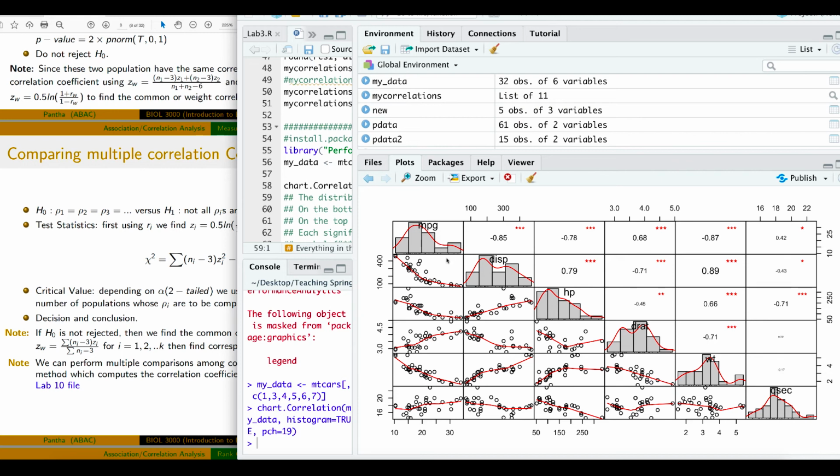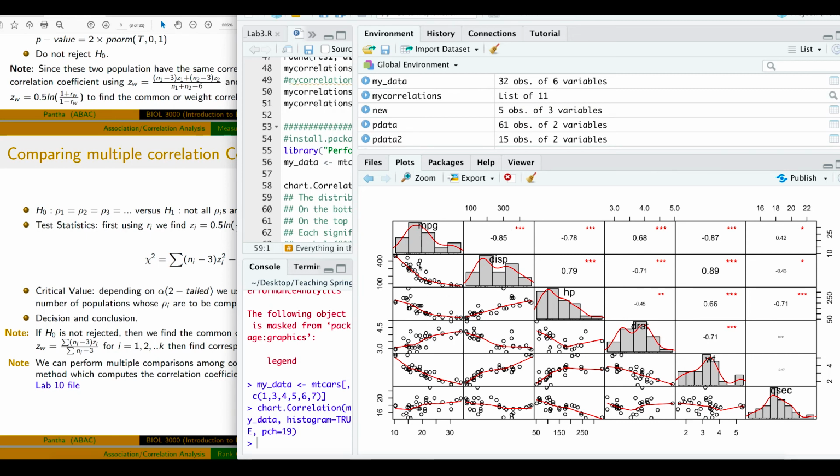This column is for MPG. This column is for displacement. This column is for HP, horsepower, DRAT, weight, QSEC, like that. If you look at this, this is the plot. This is the histogram for the MPG. You see that it is almost, you can say, normal, kind of. It checks the normality as well.